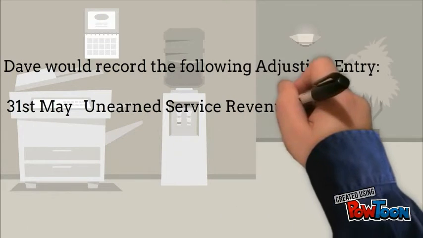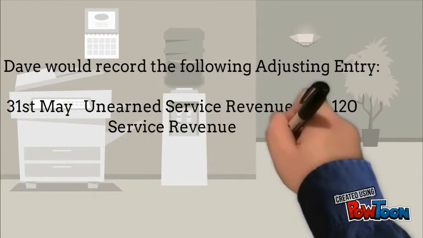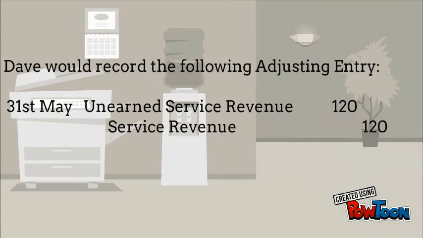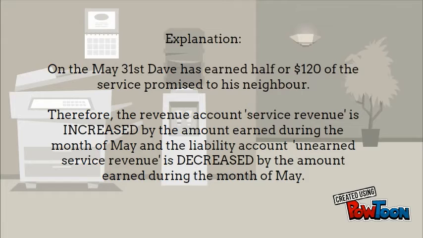31st of May, debit, unearned service revenue, $120. Credit, service revenue, $120. On May the 31st, Dave has earned half or $120 of the service promised to his neighbour. Therefore, the revenue account service revenue is increased by the amount earned during the month of May, and the liability account unearned service revenue is decreased by the amount earned during the month of May.